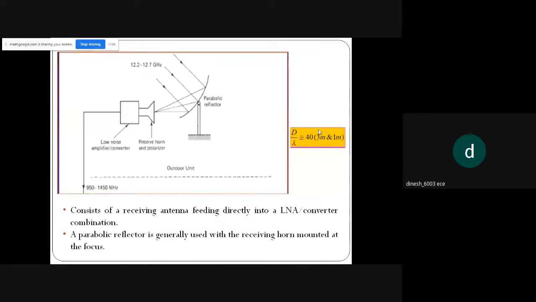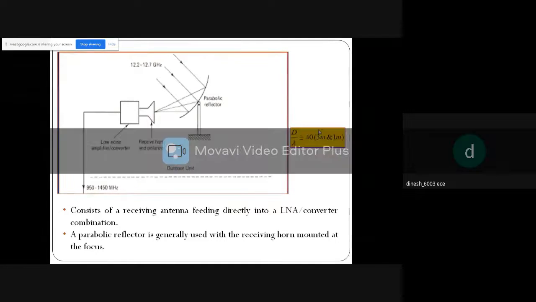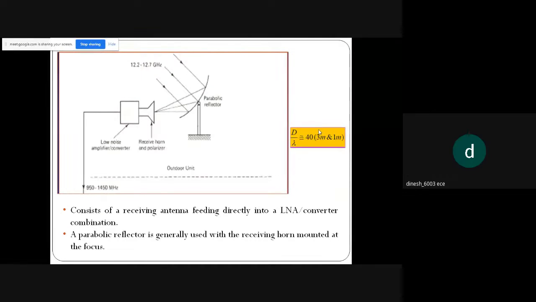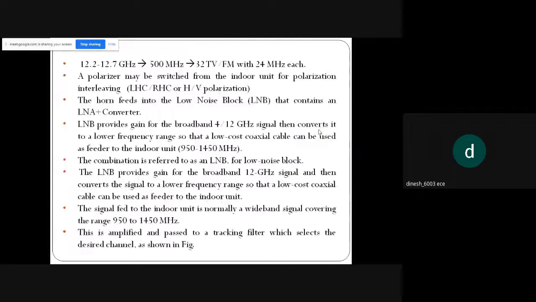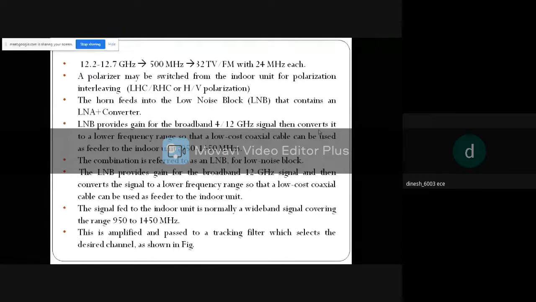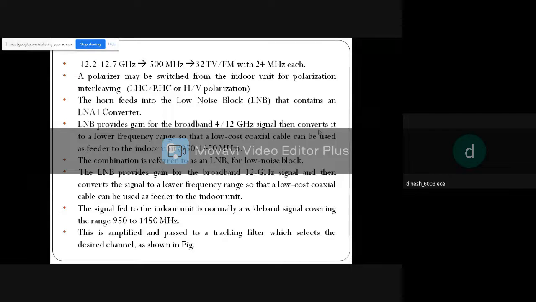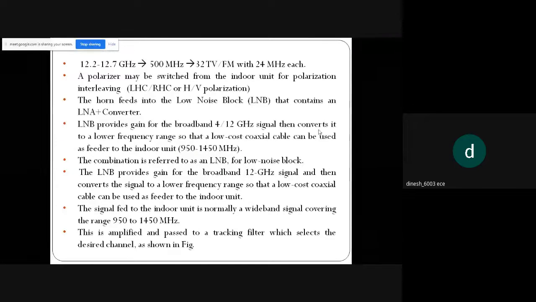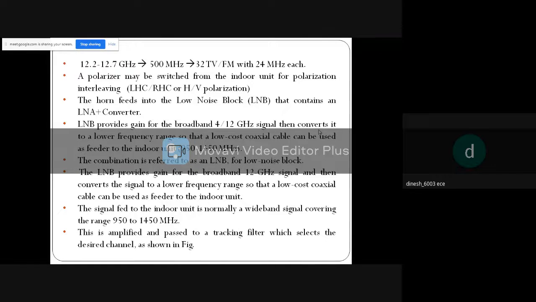So this consists of a receiving antenna feeding directly into a low noise amplifier or converter combination. The measurement can be done by D by lambda approximately equal to 40, either 3 meter in C band or 1 meter for Ku band. So this is how the conversion is done: 12 gigahertz having 500 megahertz with 32 TV or FM channels of 24 megahertz each. The polarizer will be switched from the indoor unit for polarization, having left hand circular, right hand circular, or vertical or horizontal polarization.